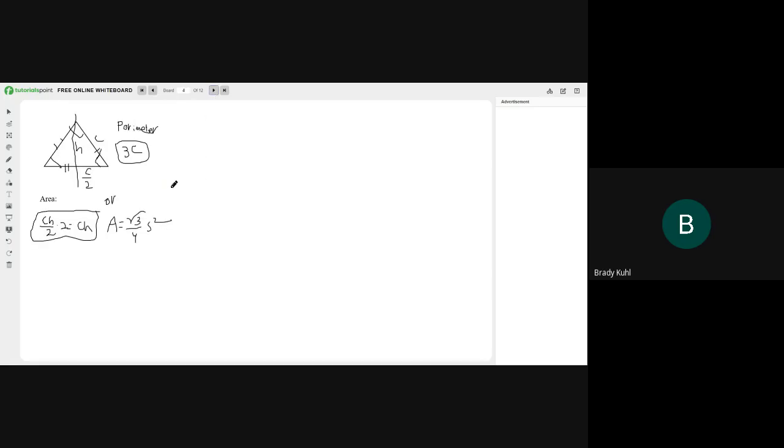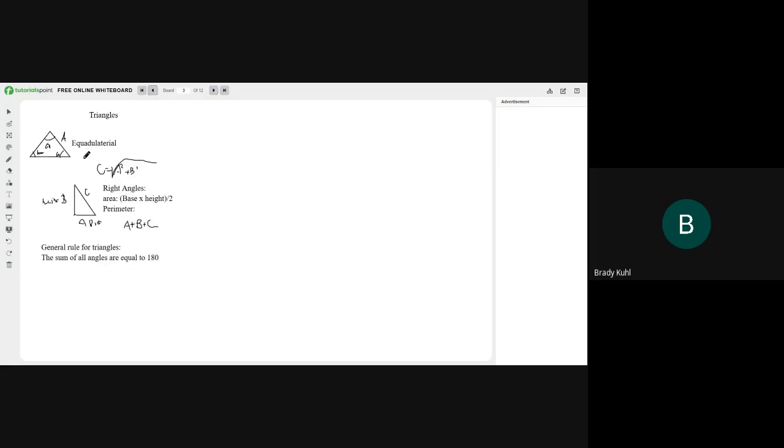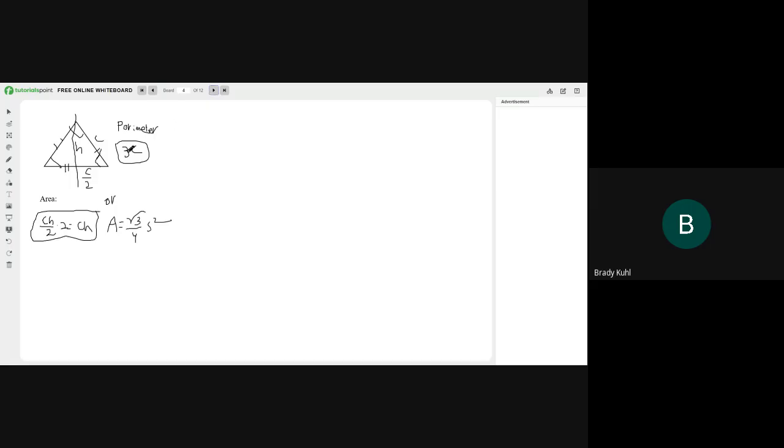Equilateral is a different story. Something I haven't mentioned is that in geometry you'll see lines put on the sides. Those lines indicate that the sides are equal, because people don't draw triangles perfectly. They indicate similarity. The perimeter is side plus side plus side, because all of them are equal, or C plus C plus C.